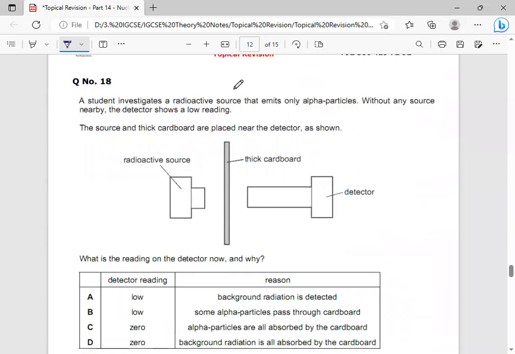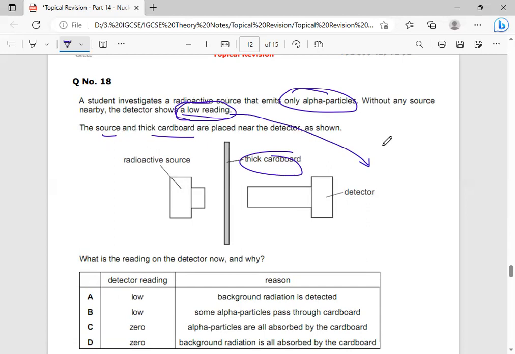The student investigates a radioactive source that emits only alpha particles. Without any source, the detector was showing a low reading. The source and the thick cardboard are placed near the detector. So this is a thick cardboard or plastic sheet like this. What is the reading on the detector? The reading was already low. Now after placing the paper, alpha particles cannot be detected by the detector.